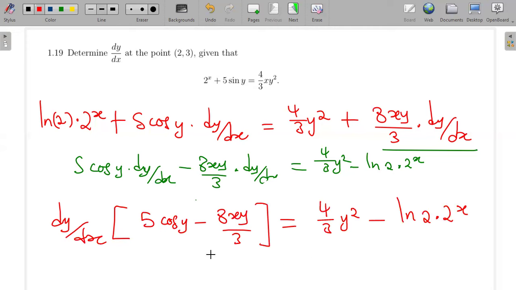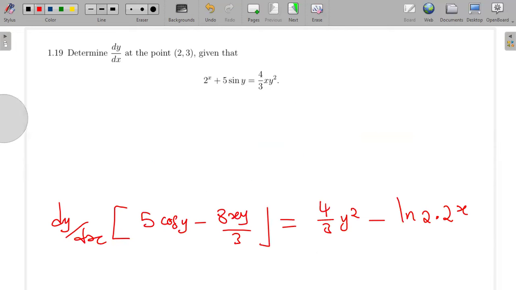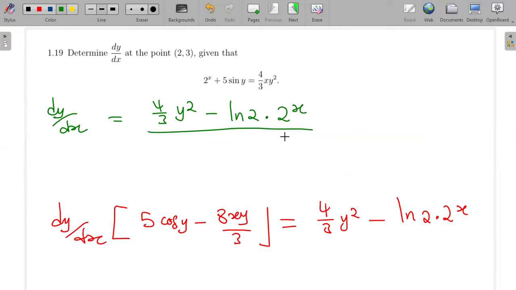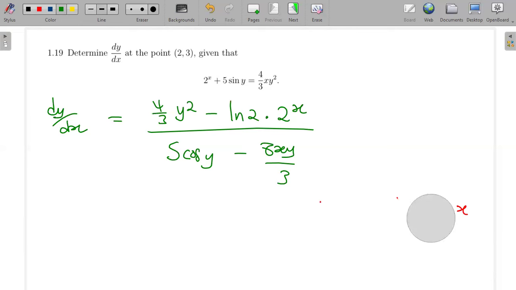Now here we can find our dy/dx, right? So we're going to divide both sides by 5 cos y minus 8xy/3. So dy/dx is equal to 4/3 y squared minus ln 2 times 2 to the power x, divided by 5 cos y minus 8xy/3. So we found our dy/dx. Now let's evaluate it at the point that we were given.